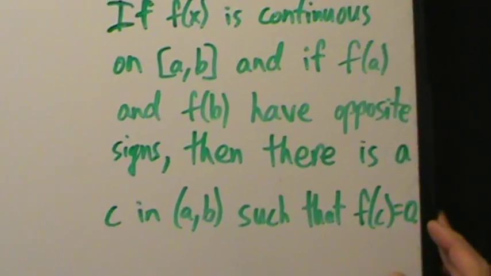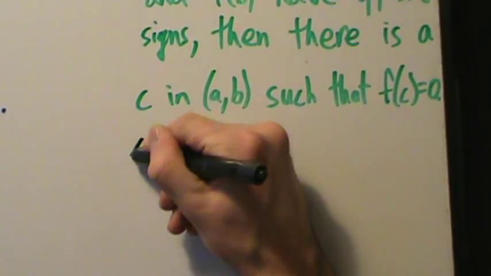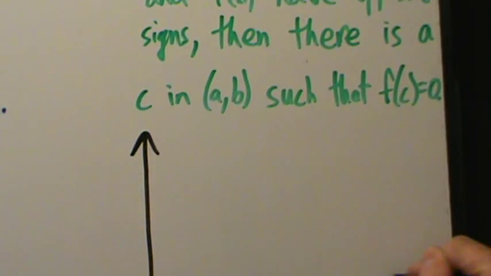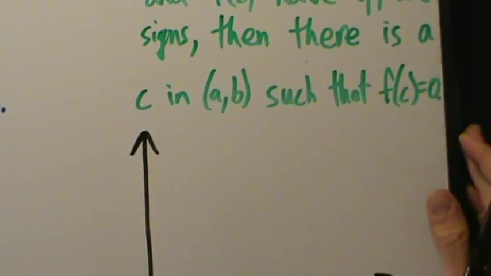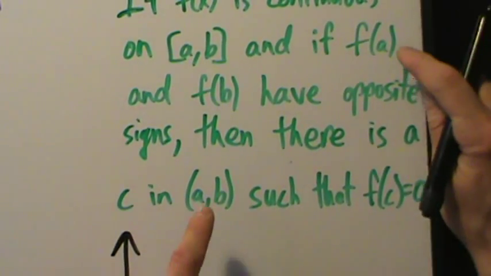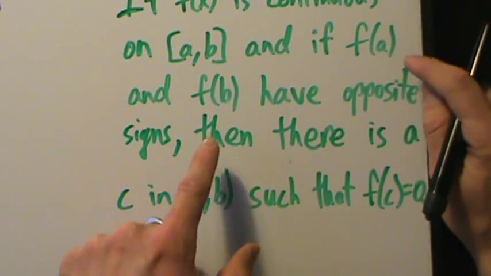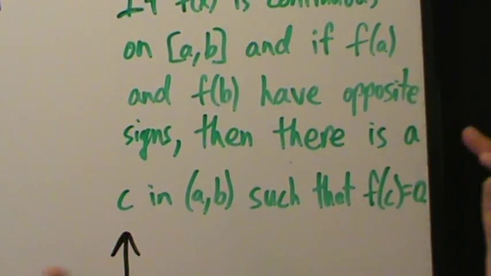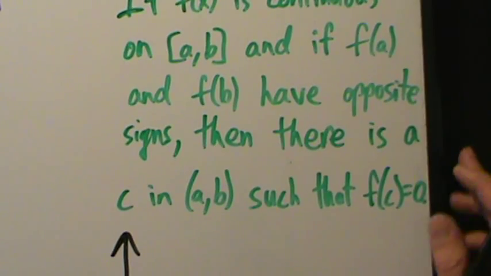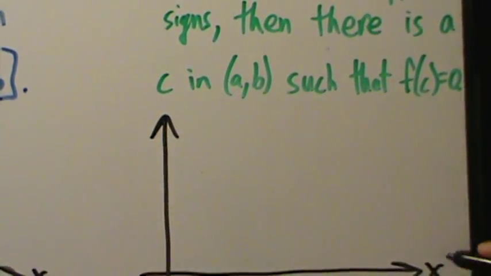But really, the only thing it's saying, let's just draw a picture. So what does it mean for f of A and f of B to have opposite signs? It means one of them is positive and one of them is negative. Does not matter which one's which. Either one could be positive and the other one be negative. It does not matter at all.